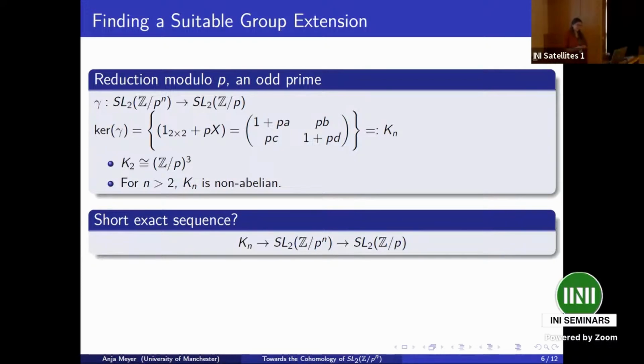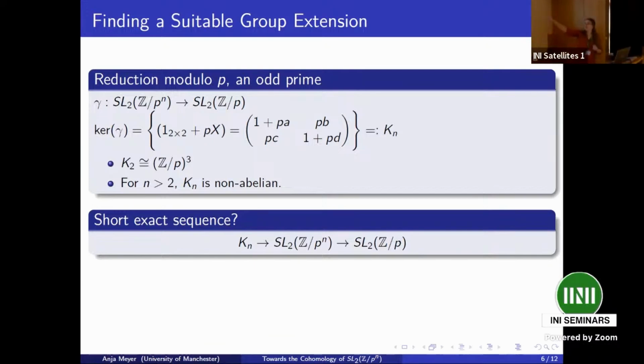We can turn it into a short exact sequence. And there is a short exact sequence. It looks like this. This is not particularly useful. Maybe people with more experience know how to handle it. I don't, because we always have the group action of SL2 over Z/p on the cohomology of Kn.